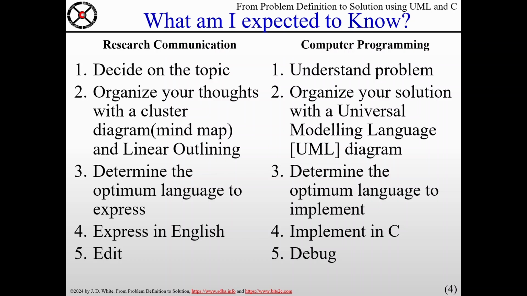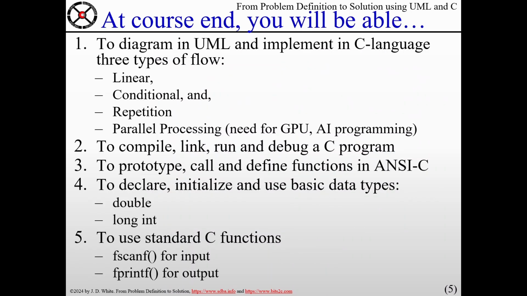Even myself, when I write programs, usually I spend a lot of time trying to get them to work and then making the code nice. Okay, so at the course end, these are the skills you will have. You will be able to diagram a problem, a solution in UML, and be able to implement in C language 3 types of flow. Linear flow, conditional flow, repetition. And you will know how to diagram parallel processing, which is important for AI and GPU programming, but we will not study that in this course. That will be the next course. Okay? If you want to do that.